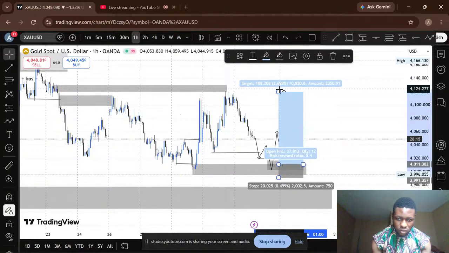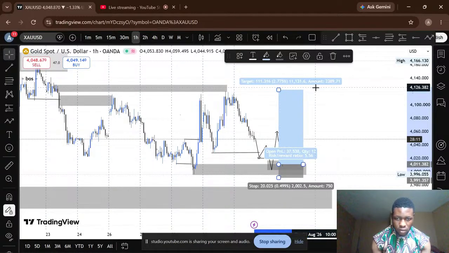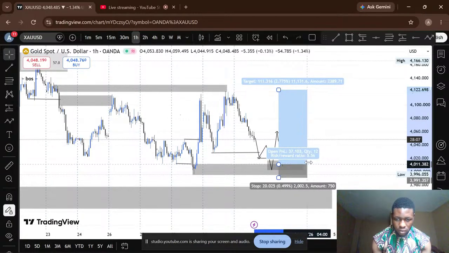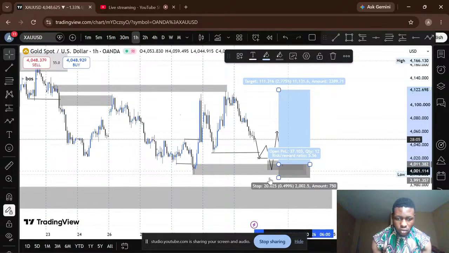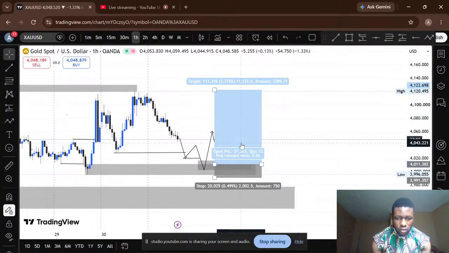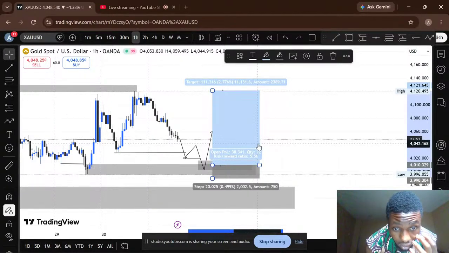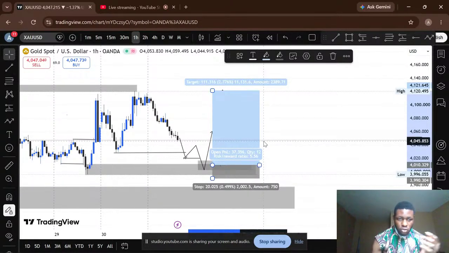And this trade is not a bad trade. It's actually not a bad trade. Looking at it very well, it is a trade of 1:5 risk to reward ratio. And that is even on the 1 hour time frame.